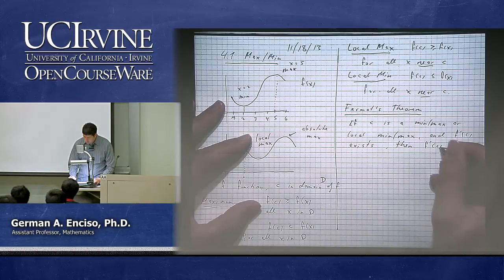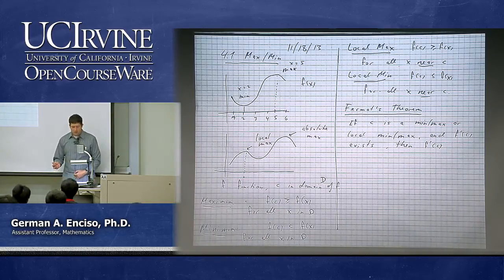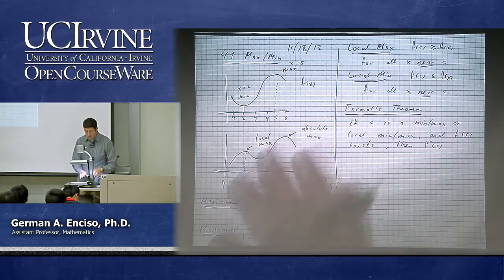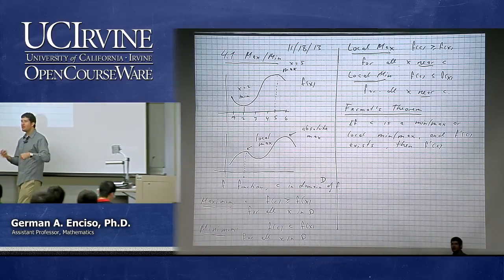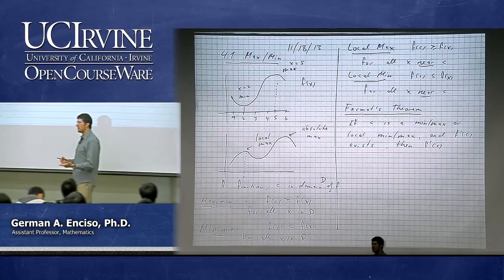Okay, so let me not finish writing this yet. What property do you see that all these values satisfy? Think about it. What is it about the derivative at all these points?